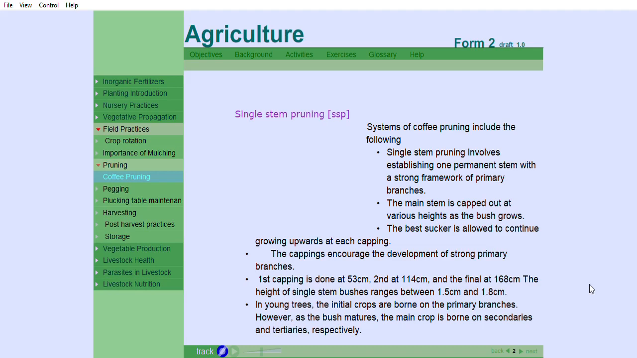First capping is done at 53 centimeters, second at 114 centimeters, and the final at 168 centimeters. The height of single stem bushes ranges between 1.5 meters and 1.8 meters. In young trees, the initial crops are borne on the primary branches. However, as the bush matures, the main crop is borne on secondary and tertiary branches.